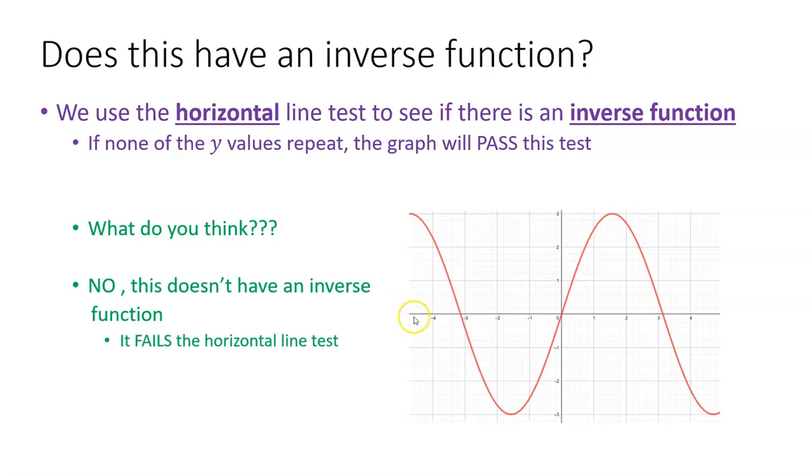Multiple places. Just look at 0. There are 1, 2, 3 places where we go across where y is 0. Sorry, I'm having a tough time going horizontally here. And that means in an inverse, all those y's would become x's. That's x being 0 three times with different y's. So it does not pass the horizontal line test. The simple answer is this does not have an inverse function.